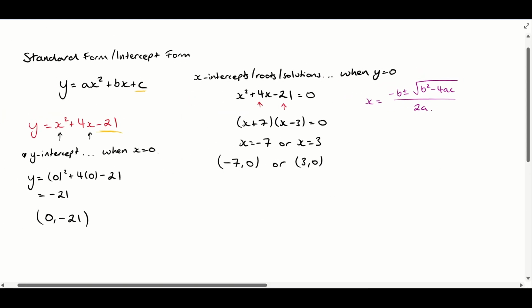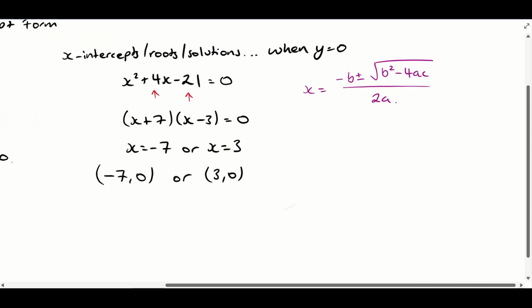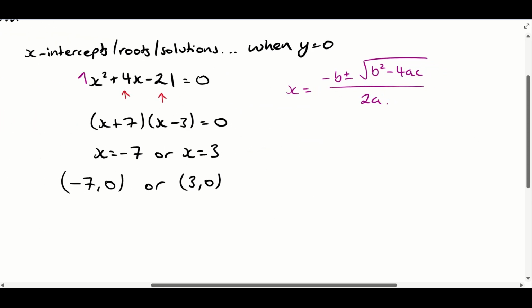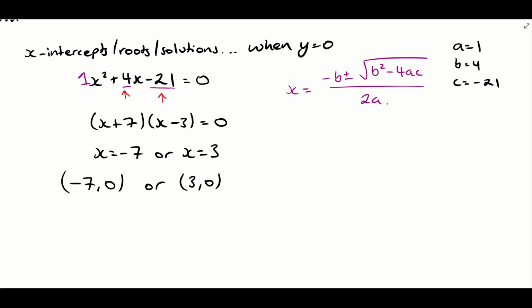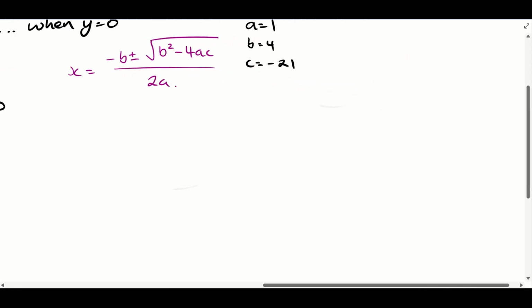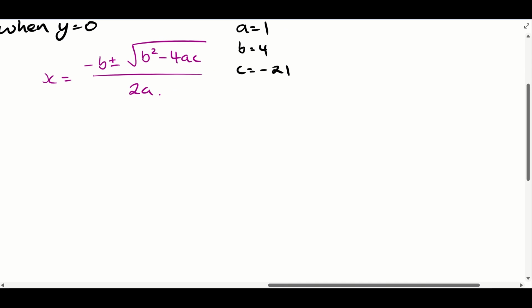So remember over here, we've got our a, b, and c values. For this equation, our a value is just going to be our 1, our b value is our positive 4, and our c value is our minus 21. So let's just pop those in over here so we don't forget. So a is 1, b is 4, and c is minus 21. Now all that we have to do is put those numbers into this equation. Again, it might look scary, but it's just some number crunching.